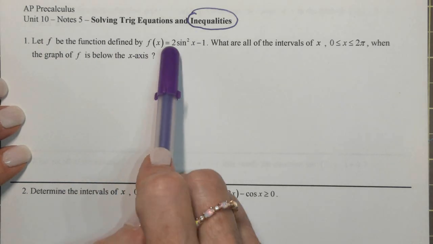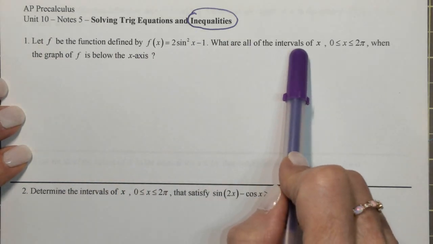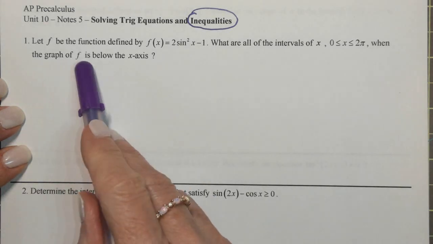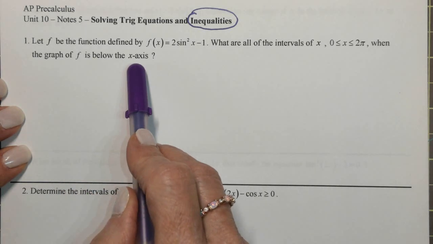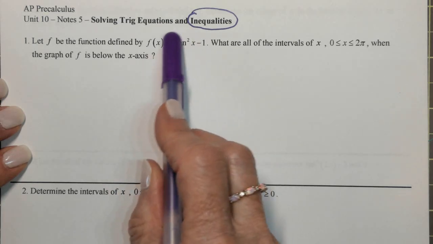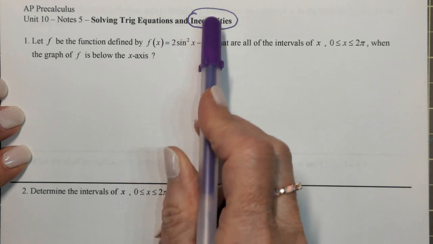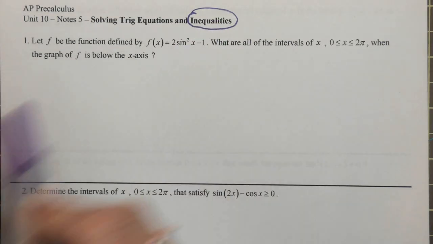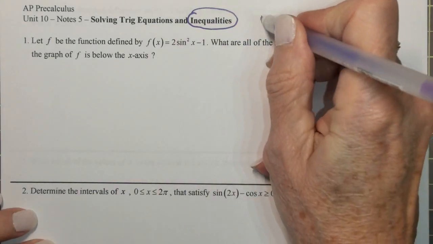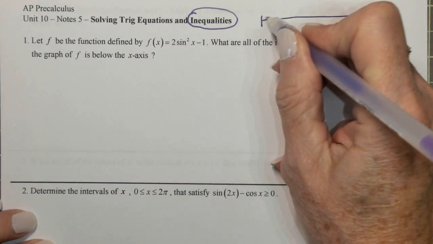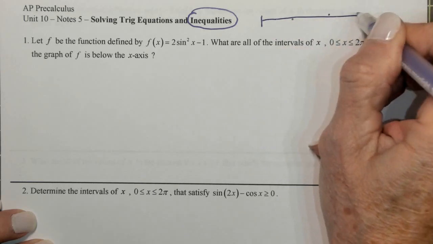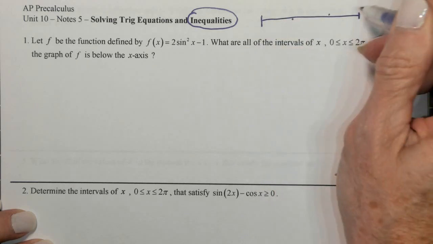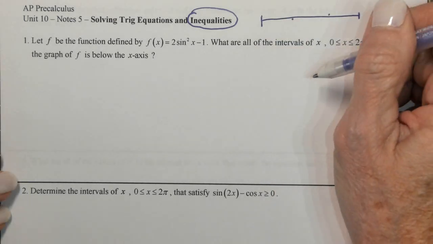Let f be the function defined here. What are all of the intervals of x between 0 and 2 pi when the graph of f is below the x-axis? So we want to know when this is less than 0, so it's an inequality. What we're going to do is find out between 0 and 2 pi where the graph hits the x-axis, and then we will do a sign chart to see where it's above and where it's below. All right, that's our process.